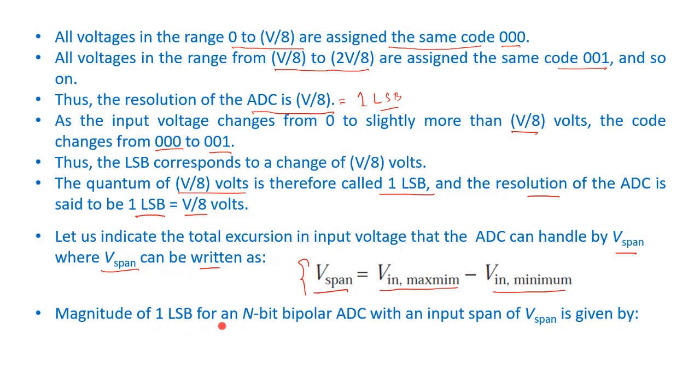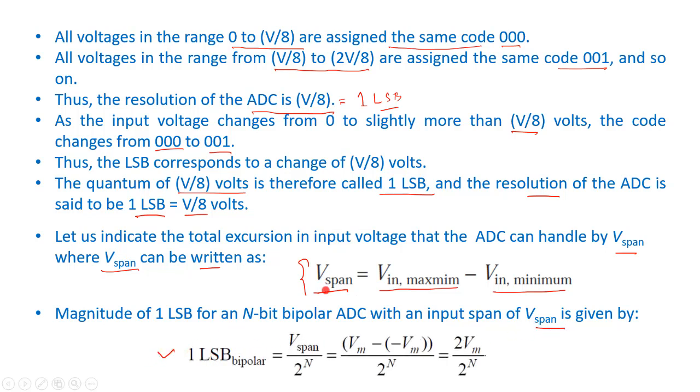So the magnitude of 1 LSB for an n bit bipolar ADC with an input span of V span is given by this. So 1 LSB will be, for a bipolar signal, V span by 2 to the power n, that is equal to Vm minus minus Vm. This is for a sinusoidal signal. Now it will become 2 Vm by 2 to the power n. So this will give us the resolution of ADC, analog to digital converter, that is called 1 LSB, and here it is equal to 2 Vm by 2 to the power n.